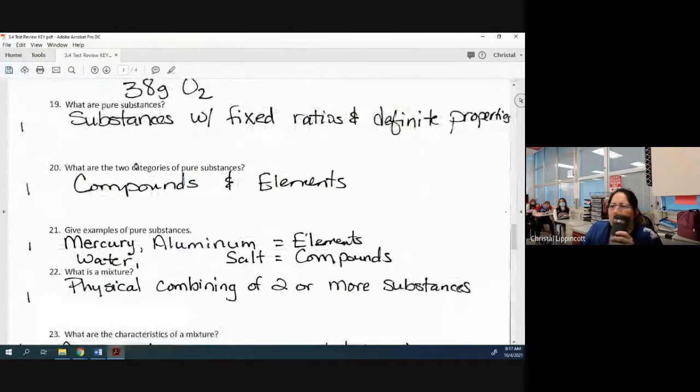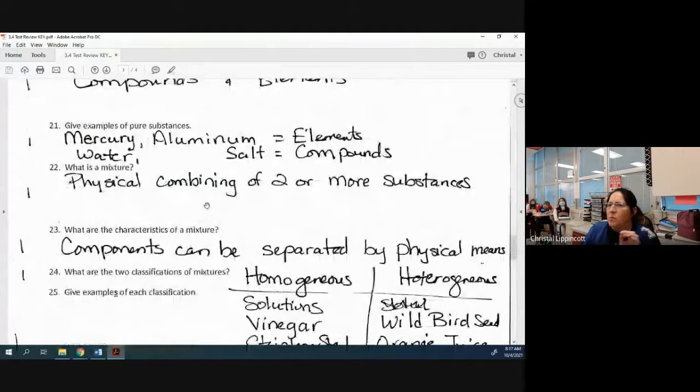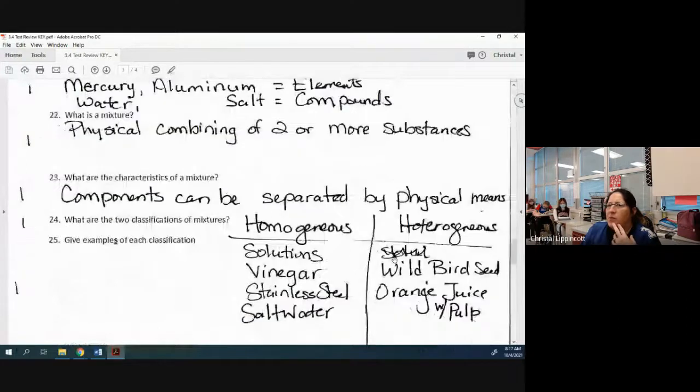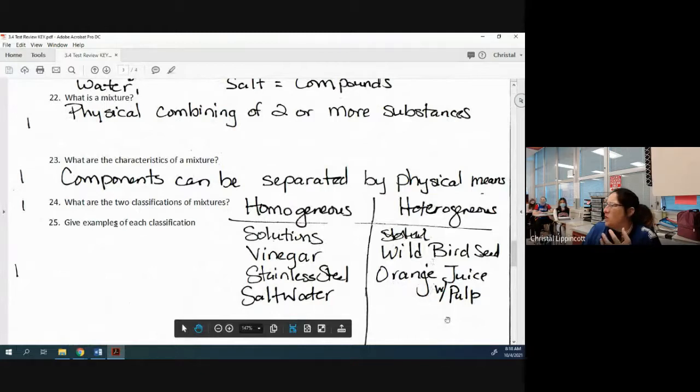All right. Mixtures then, physical combining of 2 or more substances, but they're physically combined. So we can use physical means to separate them. 2 different types of classifications then. We have homogeneous and heterogeneous, and then they wanted us to give examples of those. We've got solutions: vinegar, stainless steel, salt water, and then for heterogeneous, like wild bird seed, orange juice with pulp. Anything that says shake before using, that's going to be heterogeneous.